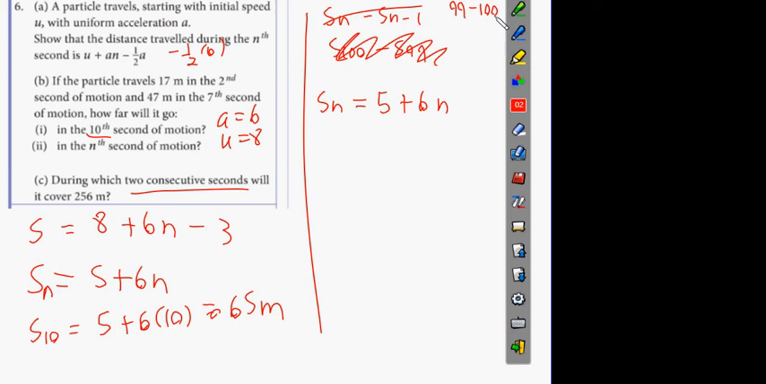Now, it says consecutive seconds. What does that mean? It means one comes after the other. So, for example, if I said S99 plus S100, that's the amount of distance covered in 2 seconds, the 99th second followed by the 100th second. So what I have to do is find out what Sn and Sn plus 1 is. Sn plus 1 is going to be 6 times n plus 1. It's going to be 5 plus 6n plus 6. It's going to be 11 plus 6n.